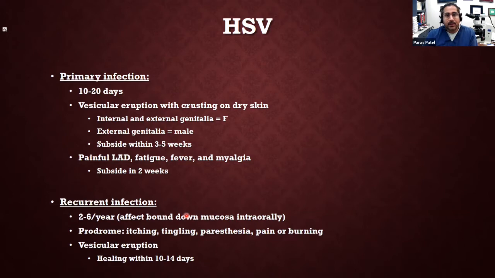Recurrent infection can span anywhere from 2 to 6 times a year. Typically in the oral cavity, when we see recurrent herpetic infection in immunocompetent patients, we see it on bound down mucosa. Usually patients do complain of some sort of prodrome. They felt an altered sensation in that area, maybe some tingling or some burning. And then you actually see the development of the lesion, which is vesicular. Then it heals on its own within 10 to 14 days.